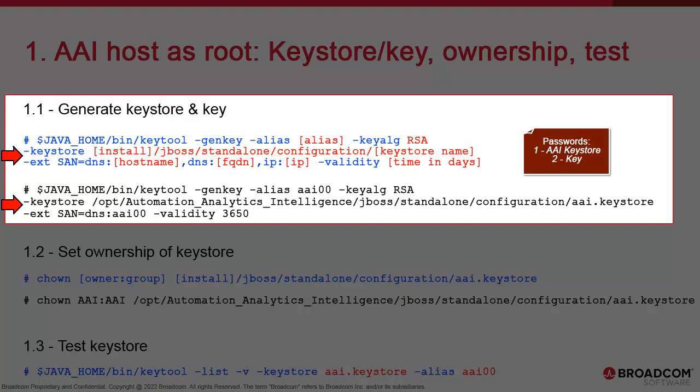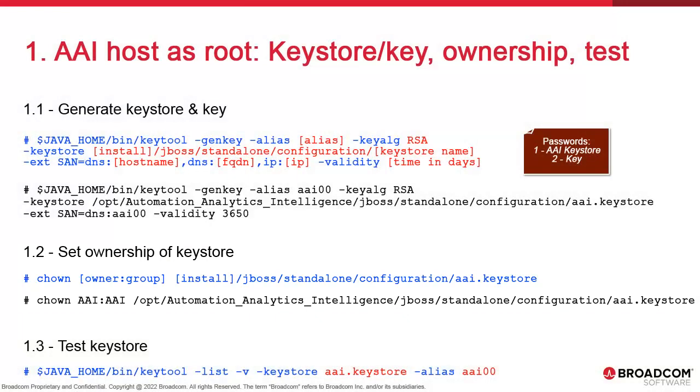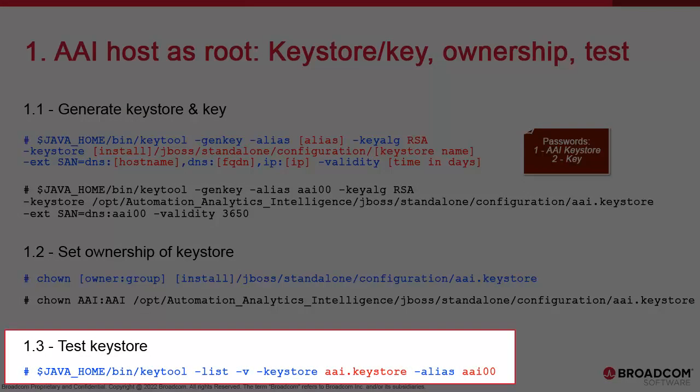The key store should be stored under the install directory in /jboss/standalone/configuration and can be named anything you want. Next, we set the ownership of the key store to the owner of the AAI file system, in our case uppercase AAI, and the group, which is AAI as well. Again, template in blue, actual command for our environment in black. Moving forward, we'll only use the command in black font. Finally, we can test the key store. If you do not see an error, your key store is good to go.